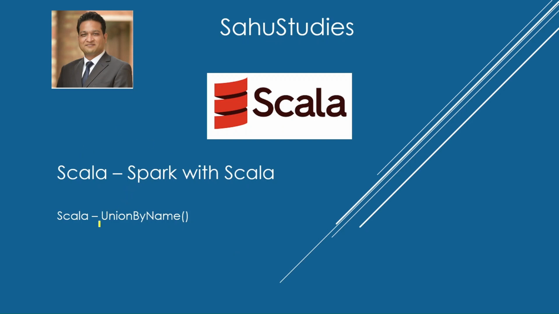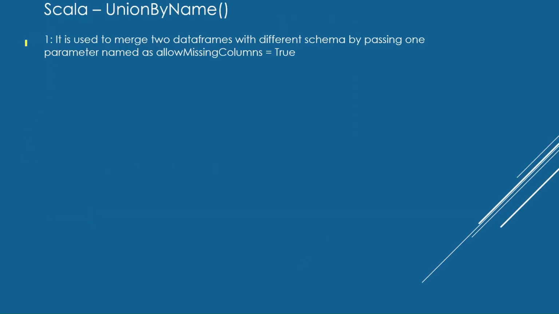In this video, we are going to see how the unionByName function works in Scala. So why do we generally use unionByName? It is used to merge two data frames with different schemas, by passing the parameter allowMissingColumns equal to true.